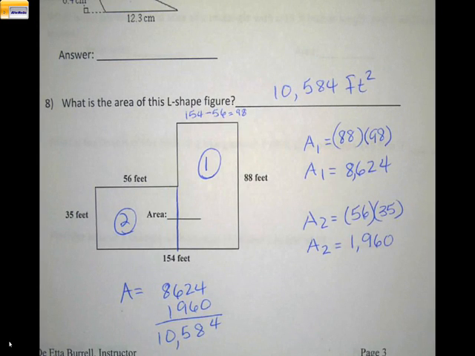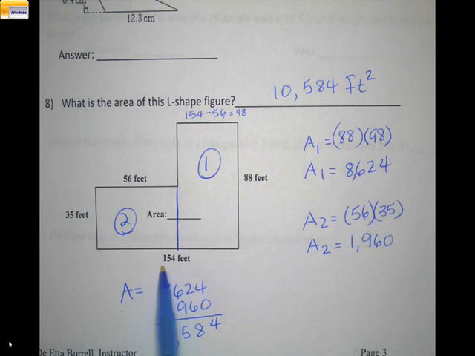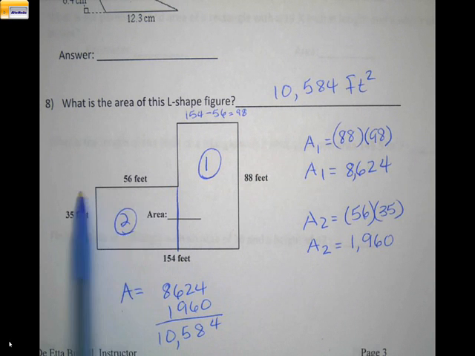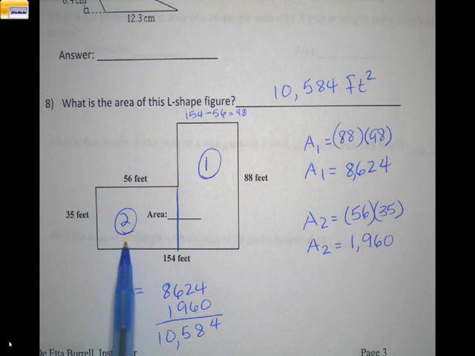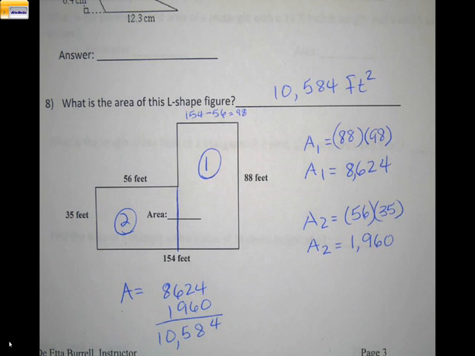So the first thing to do is subtract that 154. Well, yeah, because you have to get the length of this side. We don't have it, so we have to take 154, which is the horizontal length of the whole thing, and subtract the 56, which is for this part. That'll give me the 98 that's left. So, yeah, you have to do that when you're doing these L shapes. You have to get the length and the width of each section. So my total area is 10,584 feet squared.